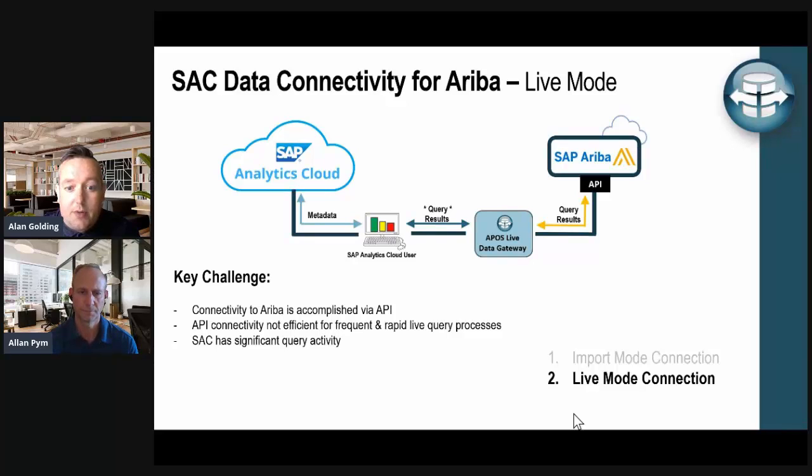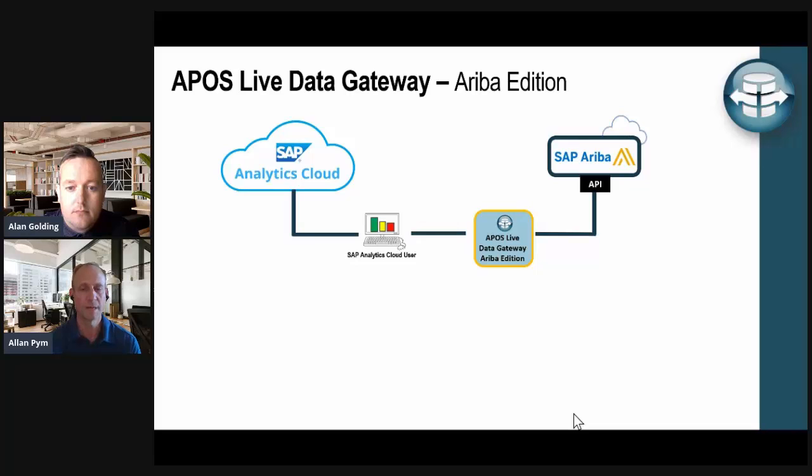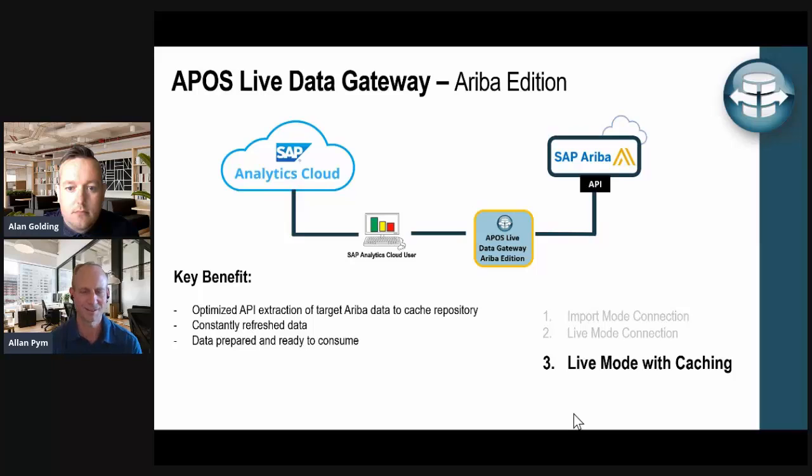Yeah, certainly. So in terms of connectivity to the API with Ariba, there are limitations in the volume of queries that it can handle. SAP Analytics Cloud, as we know, produces a lot of queries on the fly, especially when users are building models and creating stories. So there's a lot of performance impact with the SAP Ariba API. Okay. So in order to accommodate that, we've arrived at the APOS Live Data Gateway Ariba edition. And this is a little different approach where, not only is it different from the import mode and different from the standard live mode, this is introducing a third concept called live mode with caching.